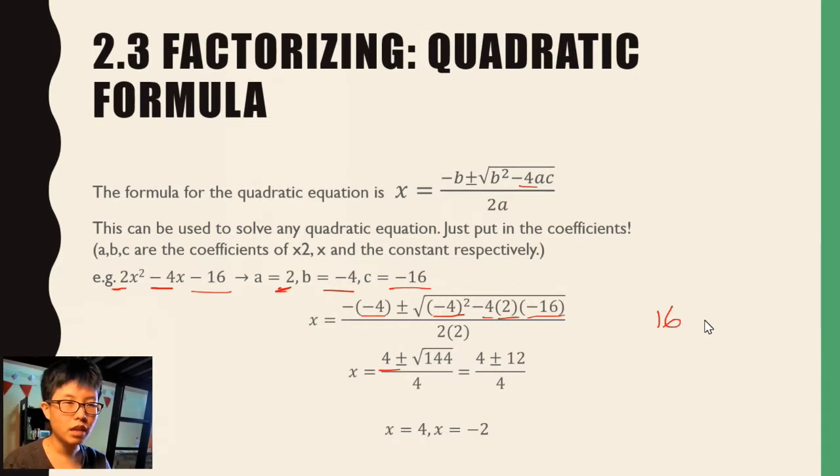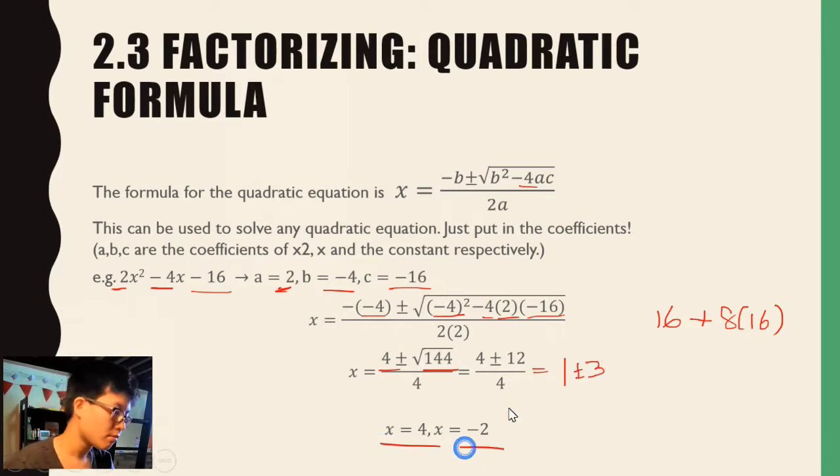And then minus 4 times 2 times negative 16, which is multiplying 8 times 16. Alright, and then finally you get 144. So the square root of 144 is actually 12. So 4 plus minus 12 over 4, that's actually 1 plus minus 3, and that's how we get our two answers.